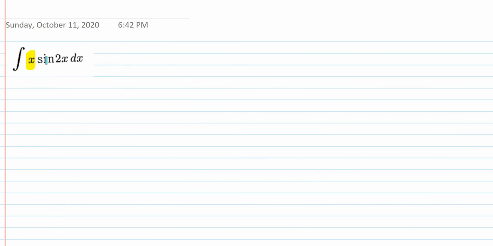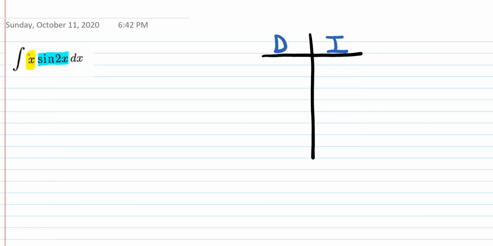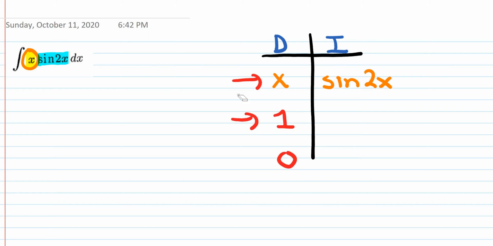We have an x here and a sine 2x. So let's set up a table. One column is going to be for the derivative, the other column is going to be for the integral. Usually the first term will denote the derivative column, which is x, and then sine of 2x. And then on your derivative column, let's take the derivative until it terminates. So the derivative of x is going to be 1, and then the derivative of 1 is going to be 0. So that takes care of the derivative column.